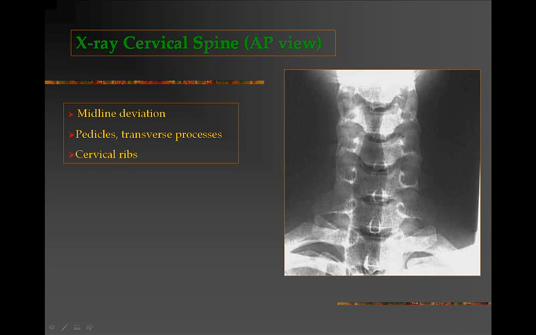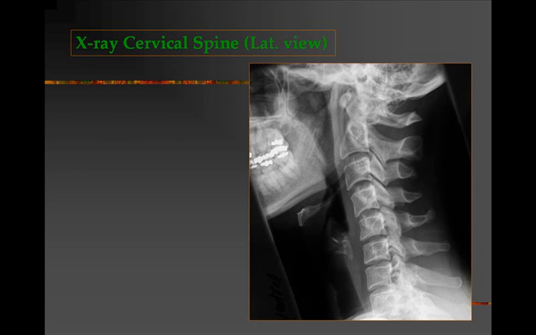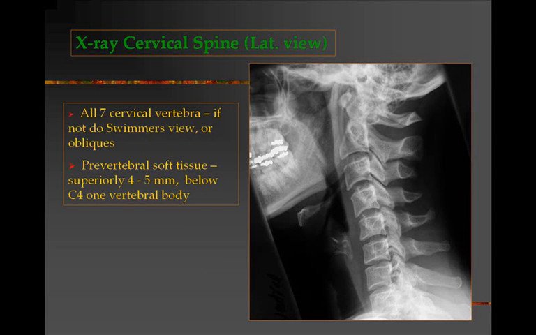of the cervical spine. Here we have a lateral view of a normal cervical spine. Note that all 7 cervical vertebrae should be visible before one can make any reasonable comment. Here we have the first cervical vertebra, the second, the third, the fourth, the fifth, the sixth, and the seventh. All 7 cervical vertebrae are visible.